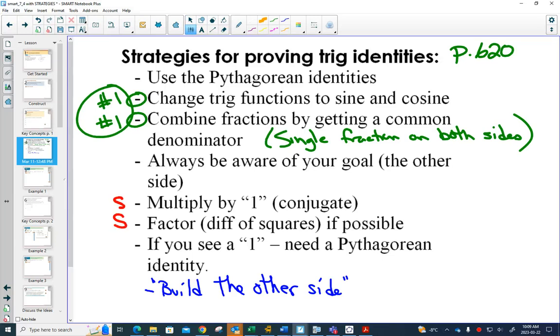I'm going to put an S beside these three. The multiply by 1 conjugate is really another name for the build the other side strategy. But if you get stuck, you've tried the number one strategy and you're stuck. You've tried other strategies and you're stuck, then you're going to need to either factor or build the other side.